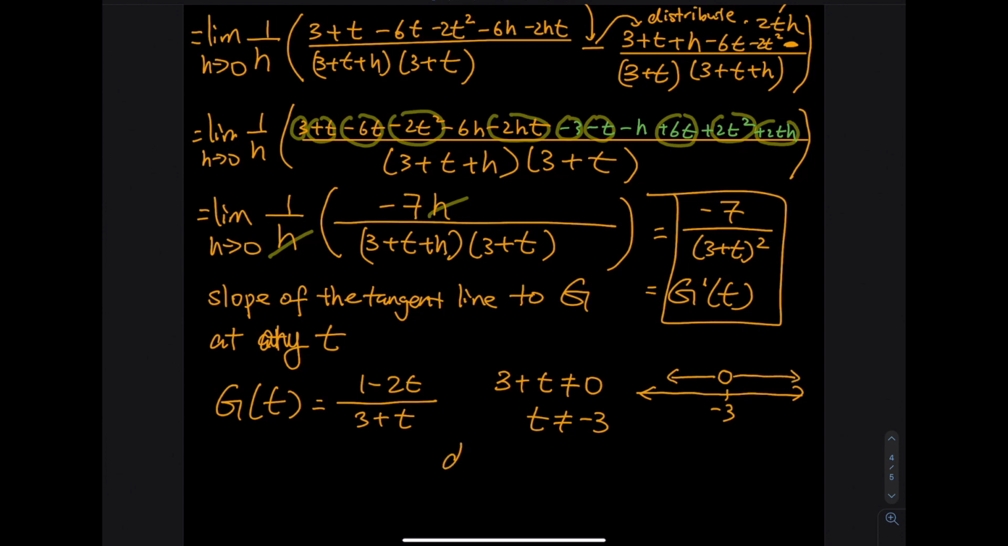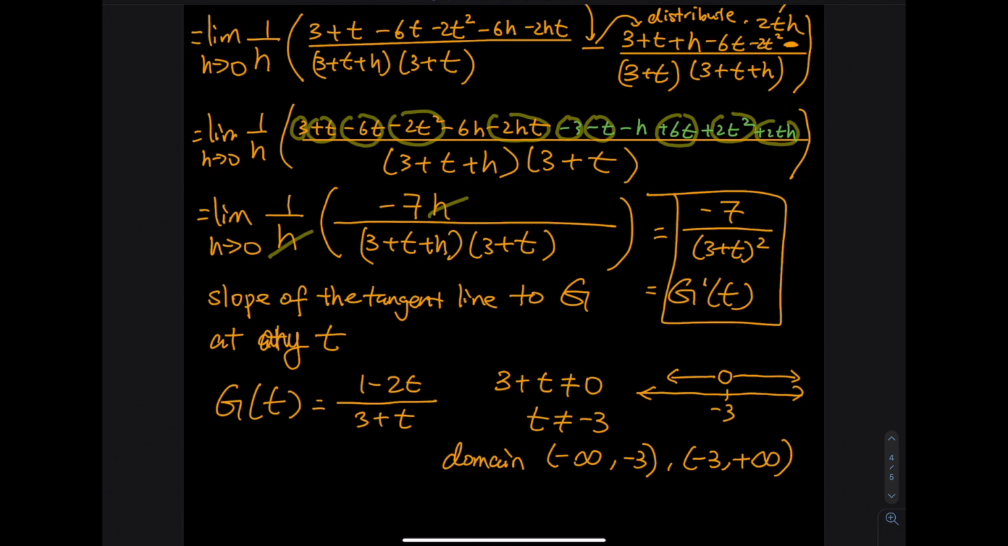So the domain is from -infinity to -3. We use parentheses because we do not include the -3, and then from -3 to positive infinity. So when you give me a t value, do not give me -3, because when t is equal to -3, there is a vertical asymptote and there is no slope in there. Do not give me -3.